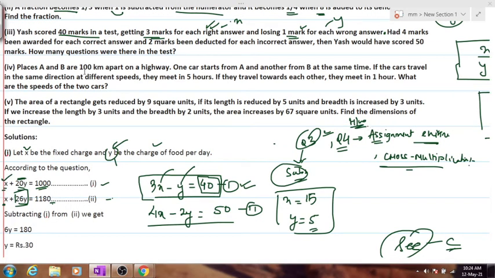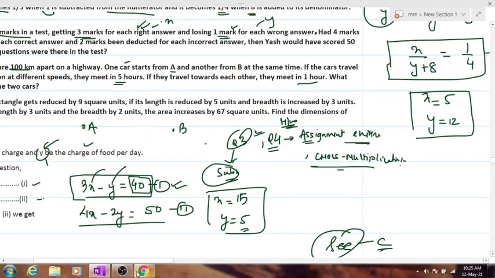Places A and B are 100 kilometers apart on a highway. One car starts from point A and the other car from point B at the same time. If the cars travel in the same direction, they meet after 5 hours, and if they travel towards opposite directions, they meet in 1 hour. What will be the speeds of the two cars? Is the question clear?